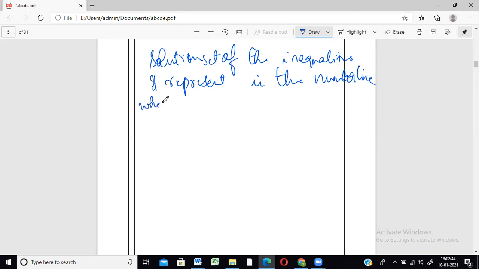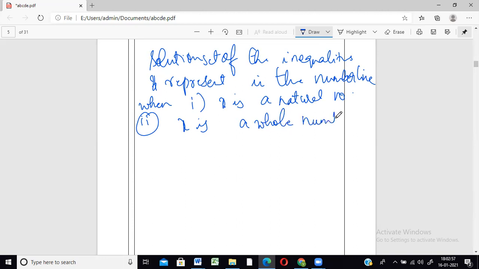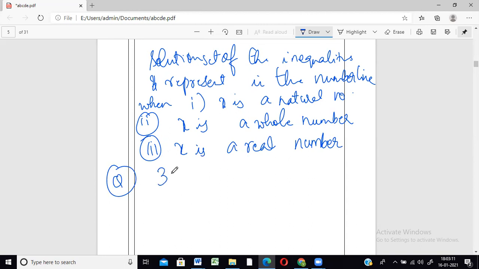when x is a natural number, second x is a whole number, third x is a real number. Okay, so this is the question they are giving you. This is the inequality they have given you: 3x minus 5 is less than x plus 7.